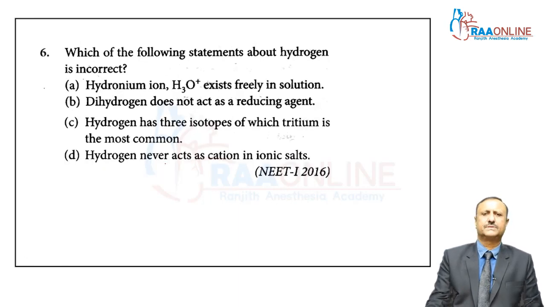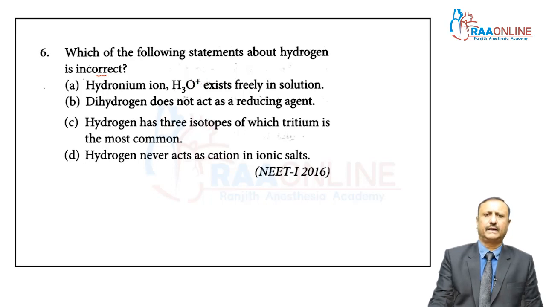Now we can see question number 6. Which of the following statements about hydrogen is incorrect? Question number 6 wants the incorrect statement. Option A: hydronium ion exists freely in solution. Yes, it is correct. Why? Because the H+ ion is not present free, but the hydronium ion exists freely in solution.